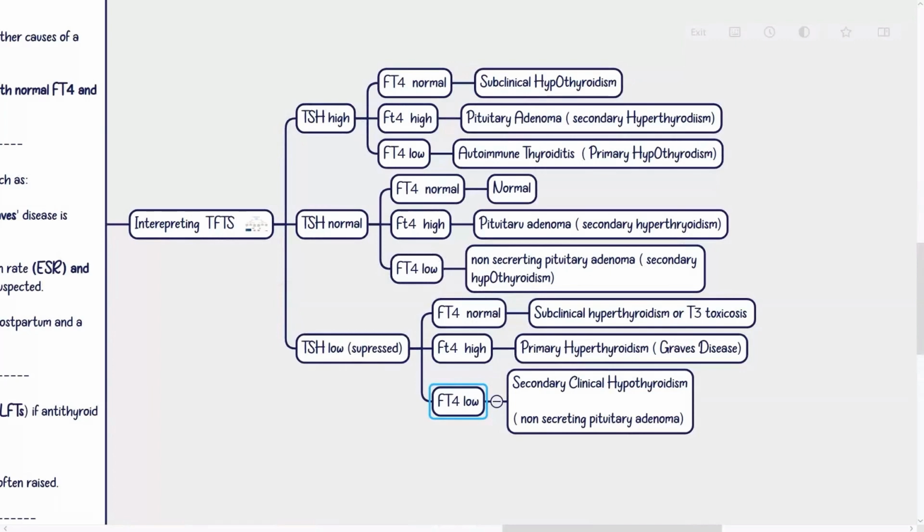When TSH is normal and FT4 is low, it is a non-secreting pituitary adenoma, secondary hypothyroidism. When TSH is low and FT4 is normal, it is subclinical hyperthyroidism. When TSH is suppressed and FT4 is high, it is primary hyperthyroidism, Graves' disease. When TSH is low and FT4 is low, it is secondary clinical hypothyroidism.